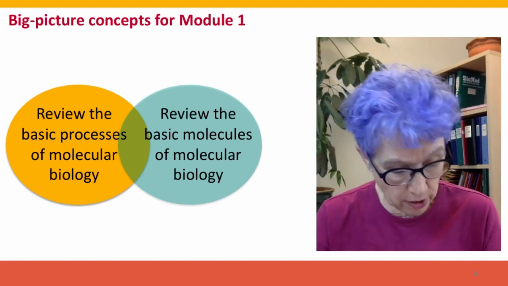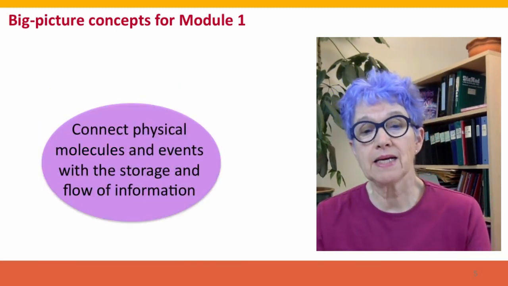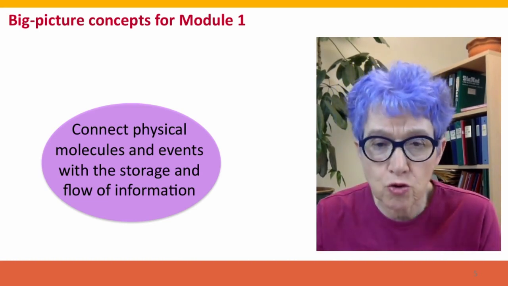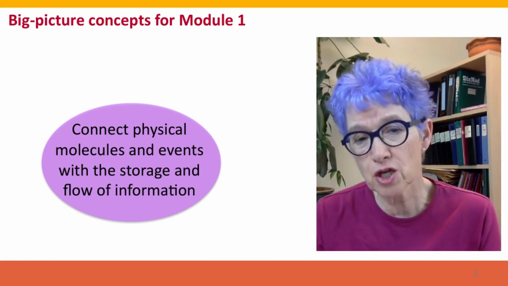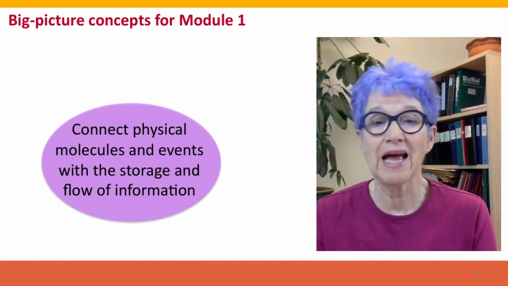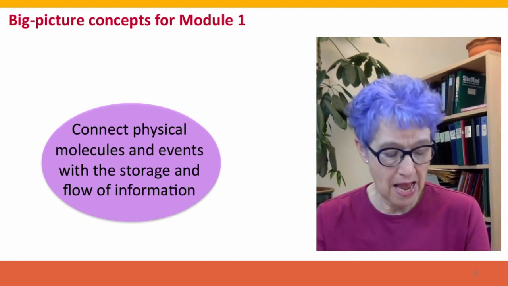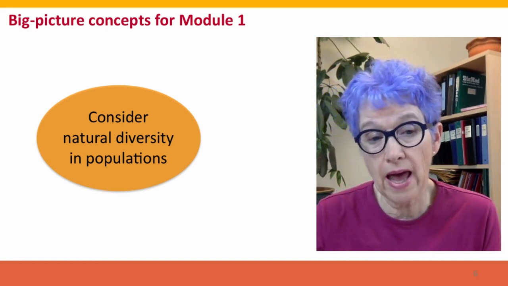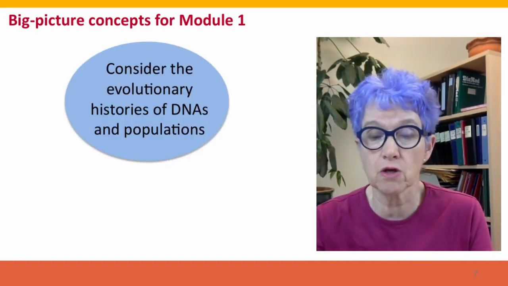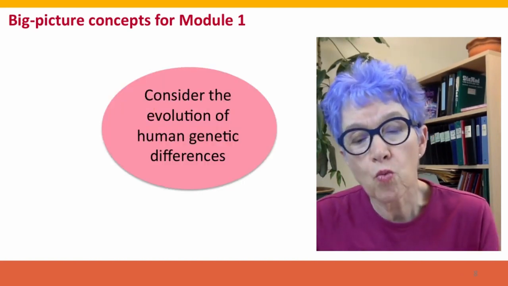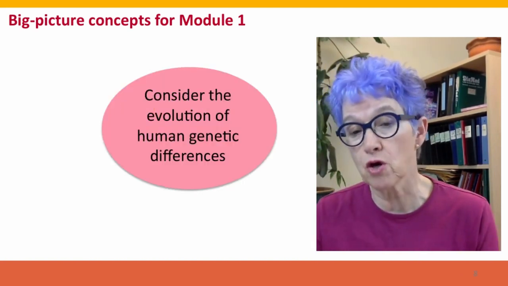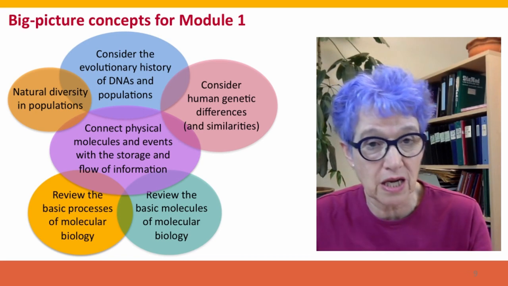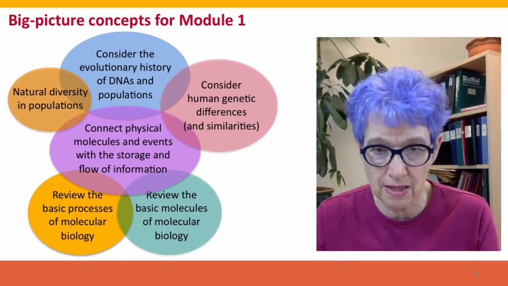We'll review the basic molecules, and then we're going to connect the molecules and the processes with the ideas about the storage and flow of information, because genetics is as much an information science as it is a molecular science. We'll think about the natural diversity in populations and the evolutionary histories of these populations. And then we'll bring it back to think about the evolution of the human genetic differences that we see. Of course, all of these topics are interconnected, and each of them will help you understand the others.